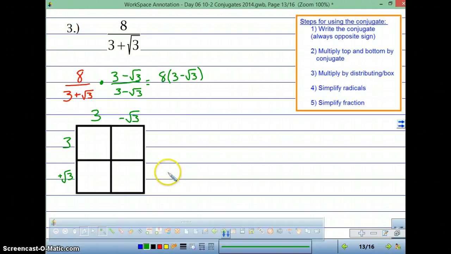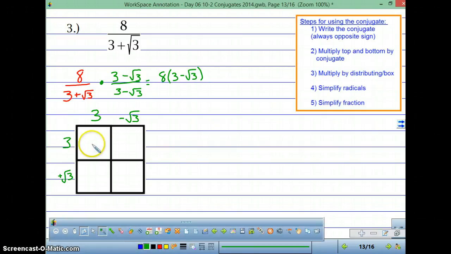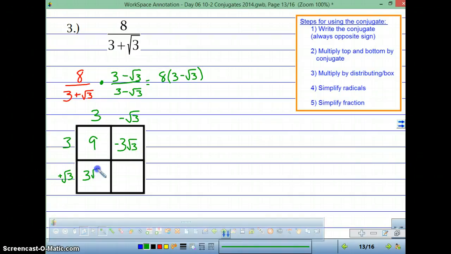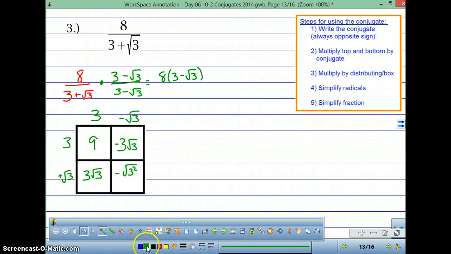Which two boxes are going to be important to us? And which two do you think are going to cancel out? See if you guessed right. 3 times 3 is 9. This becomes minus 3 root 3. This becomes positive 3 root 3. This becomes negative the square root of 3 squared. Pull out the square root of that perfect square, you end up with negative 3.